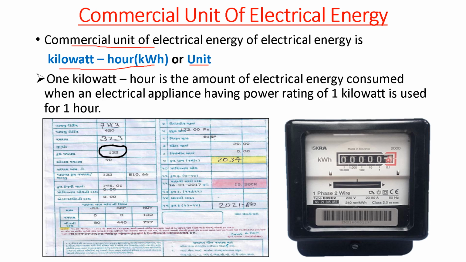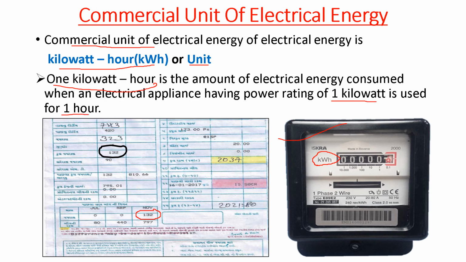For example, here we can see that for the month of November, the amount of unit used is 132. It means 132 kilowatt hour energy has been used. Even in this meter we can see that it calculates the energy used in kilowatt hour, kWh, meaning it is calculating the amount of electrical energy that our house is consuming. Now let's see what this means. 1 kilowatt hour is the amount of energy consumed when an electrical appliance of power rating 1 kilowatt is used for 1 hour.